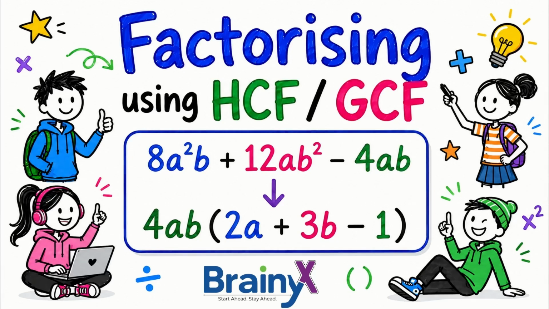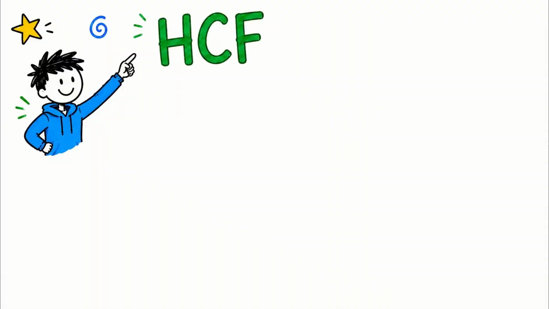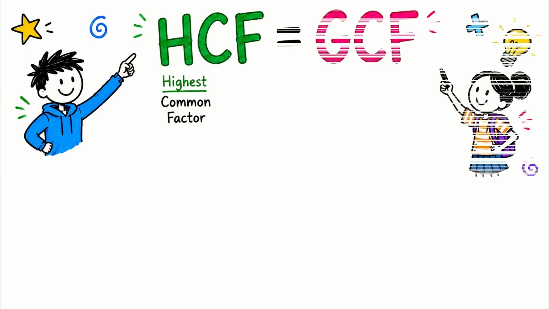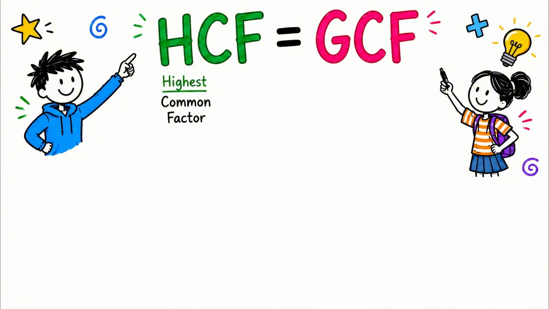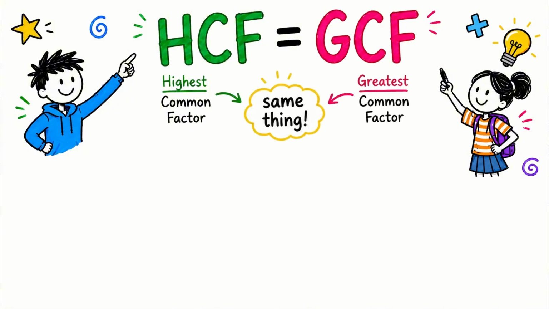In this lesson, we are going to look at one of the most important ways to factorize using HCF. HCF stands for highest common factor. It simply means the biggest factor that all the terms have in common. You may also hear some people call it the GCF, which stands for greatest common factor. They mean the same thing, but in this video, I'm going to use the term HCF.